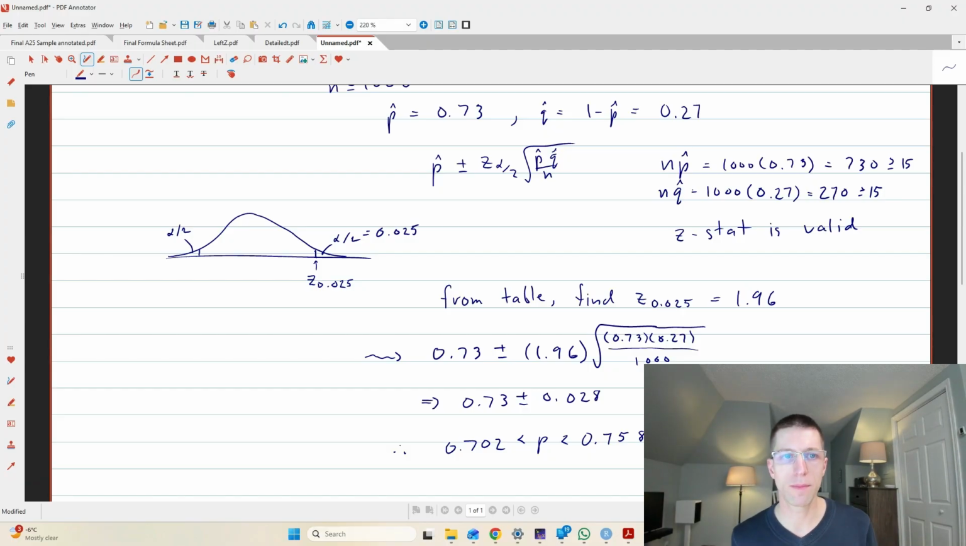Yeah, so that one's pretty straightforward. You just have to know what situation you're in, what formula to apply. Do check that the sample size is large, and so it's a valid test. And yeah, that's question 17.